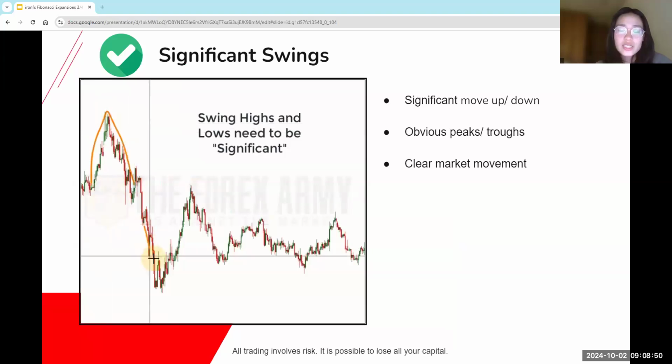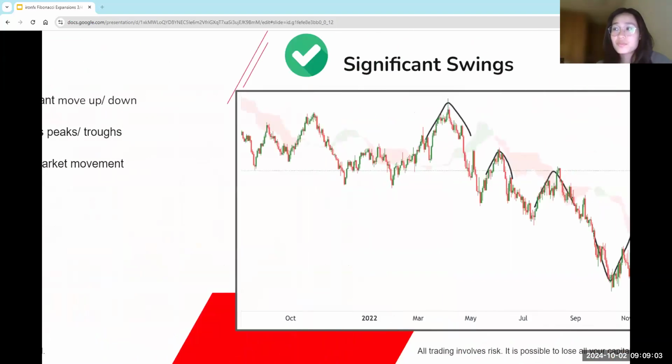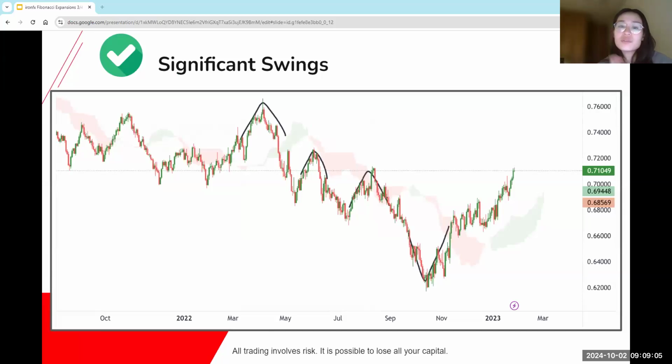On the other hand, here's a correct example of significant swings and something that we want to look out for. A clear move up and down, with obvious peaks and troughs and very clear market movements as well. Okay, here's another example. I've drawn out exactly how clear your peaks and troughs should be when you are picking out different charts to use.